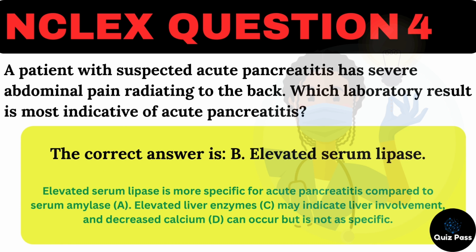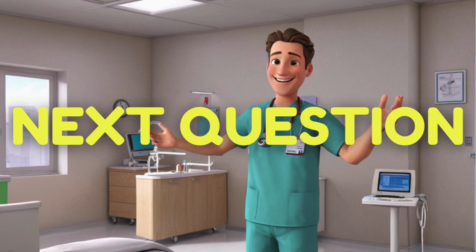Elevated serum lipase. Elevated serum lipase is more specific for acute pancreatitis compared to serum amylase. Elevated liver enzymes, C, may indicate liver involvement, and decreased calcium, D, can occur but is not as specific.